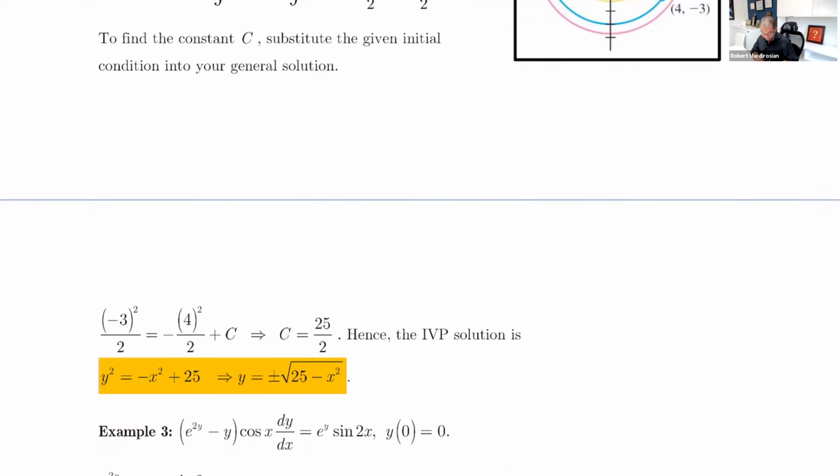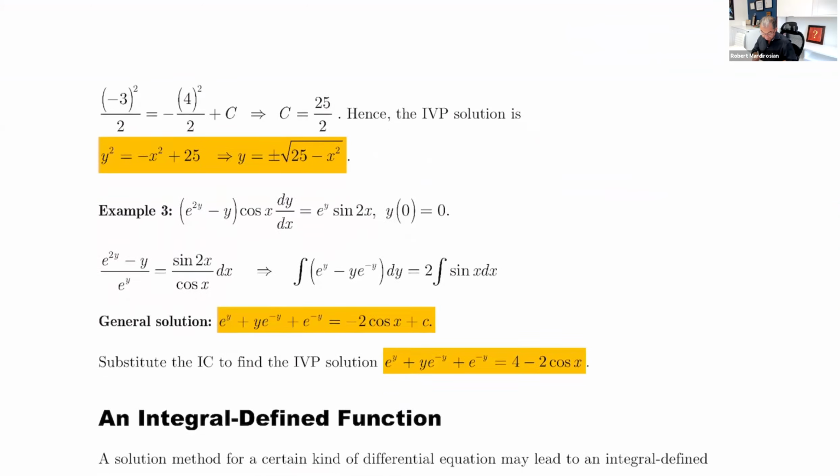Now, if you want to solve for y, take the square root of both sides, and you can say y is the square root of 25 minus x squared, of course with the plus or minus, don't forget.